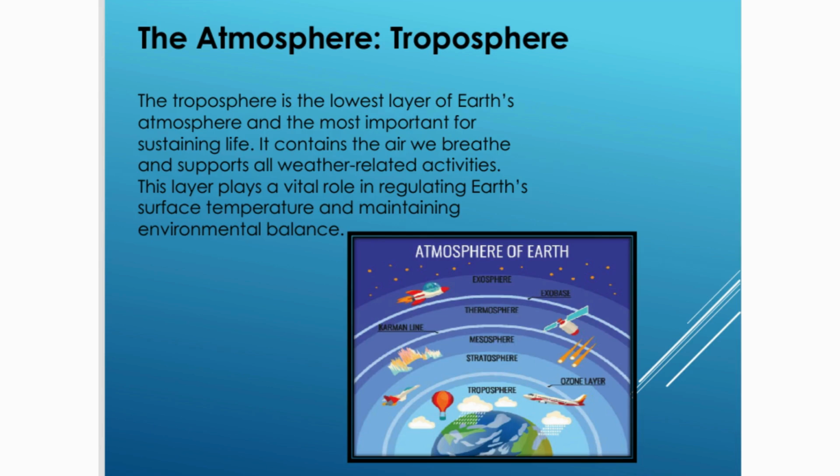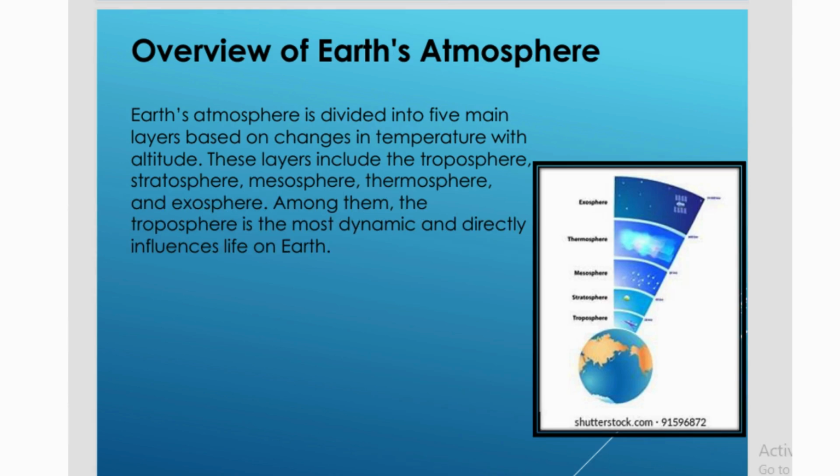So now we define what the atmosphere and troposphere are. Basically, the troposphere is the lowest layer of the Earth's atmosphere and the most important for sustaining life. It contains the air we breathe and supports all weather-related activities. This layer plays a vital role in regulating the Earth's surface temperature and maintaining the environmental balance.